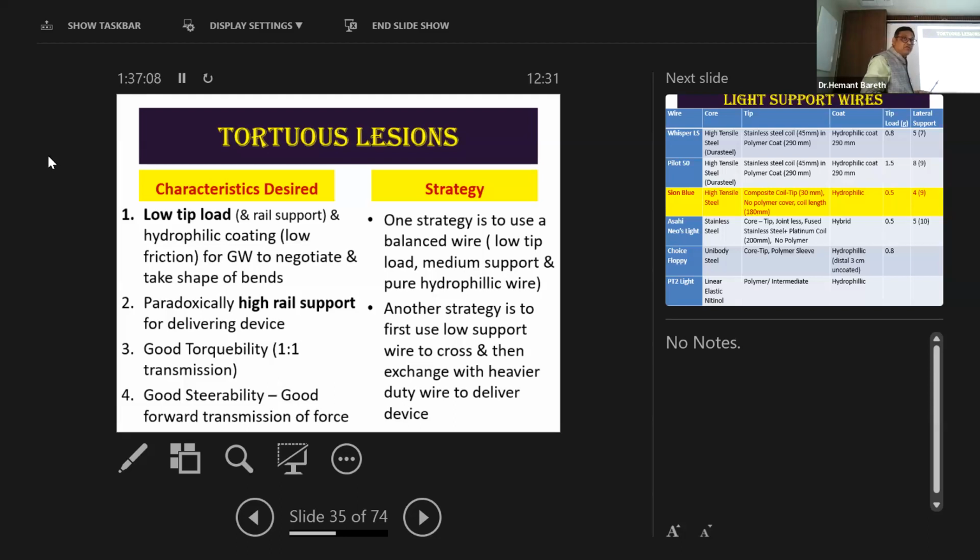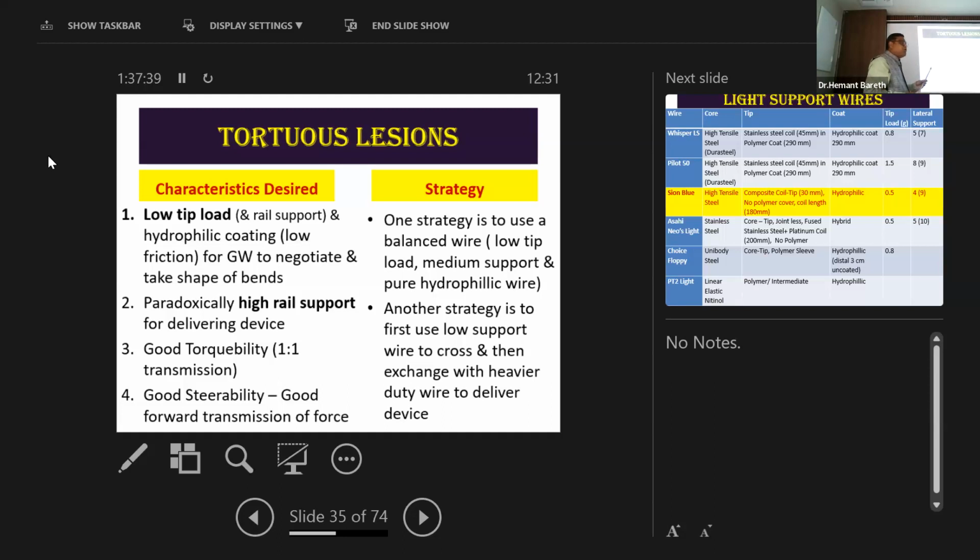It should be either a hydrophilic coating, which has low friction, or even a polymer coating, which has even lower friction, to negotiate and take the shape of the bends. But the contradiction is that on this wire you have to push a device. That device requires higher support to negotiate those bends. So paradoxically, the rail support should be high for delivering the device.